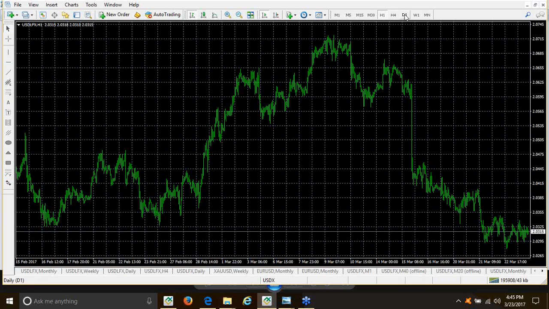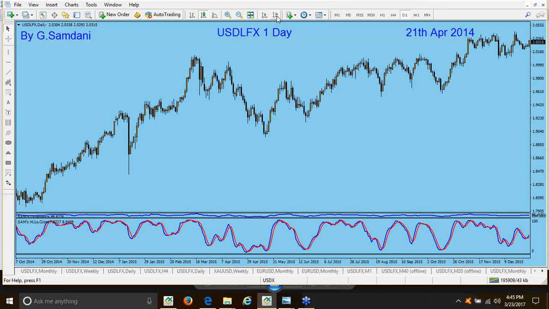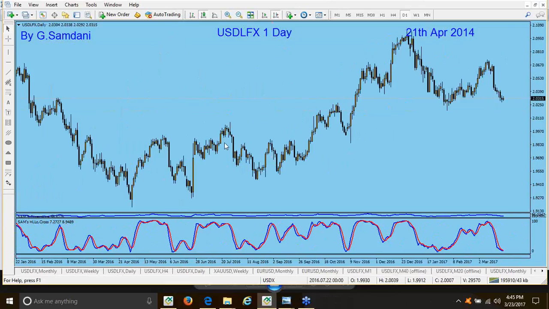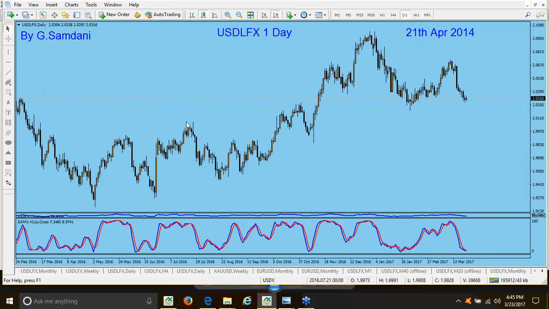USDX daily and plain. We got that. We are here. Clean chart, right? So we can understand much better. Okay, so let's take a look at this one. I want to show you this move. So this is what it is.